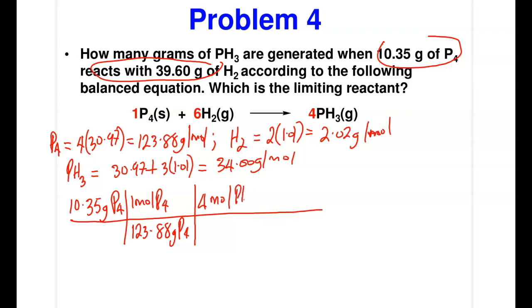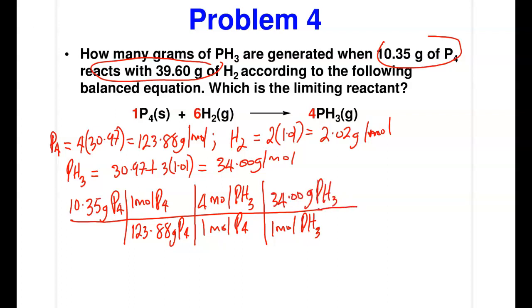So 4 moles of PH3 is to 1 mole of P4. And then lastly, we want to convert from moles of PH3 to grams of PH3. What it means is that a mole of PH3 is equivalent to 34.00 grams of PH3.